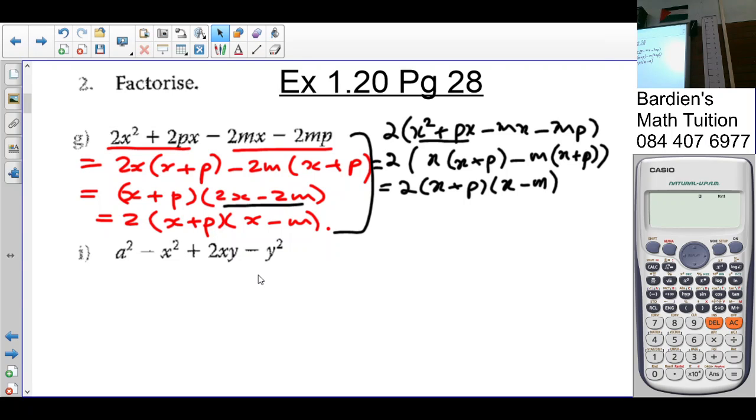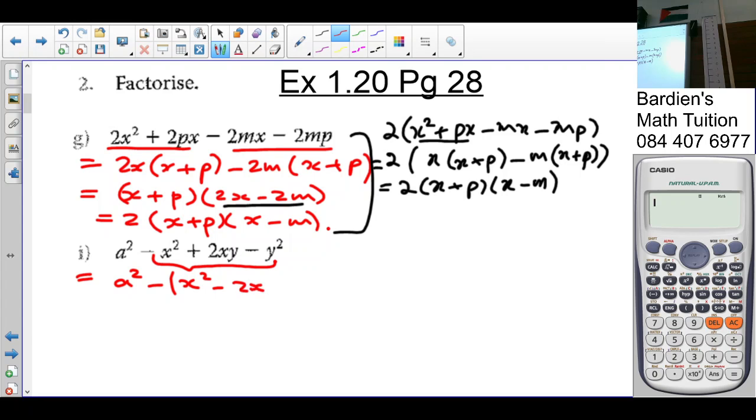Number 9. What do you notice here? Trinomial. What is common there? Negative. What are we left with? X squared minus 2xy plus y squared. What do you notice about the bracket now? It's a perfect square trinomial.